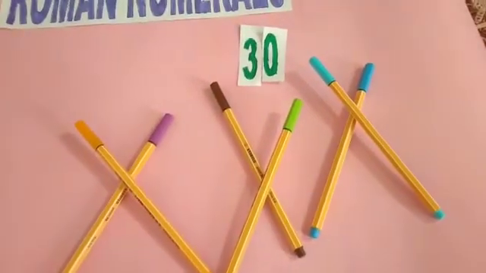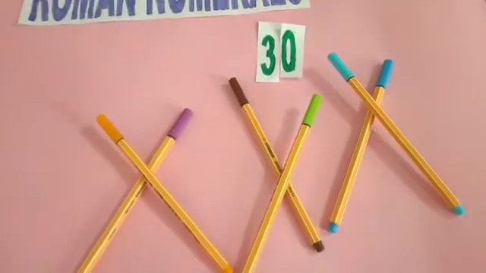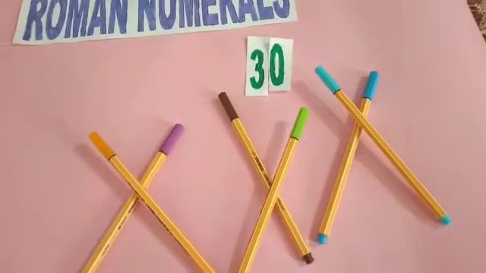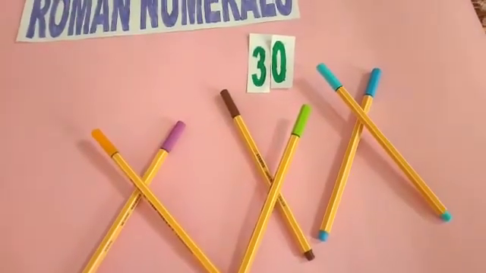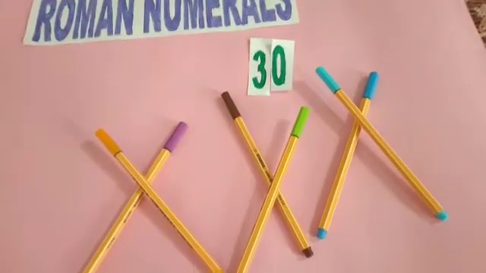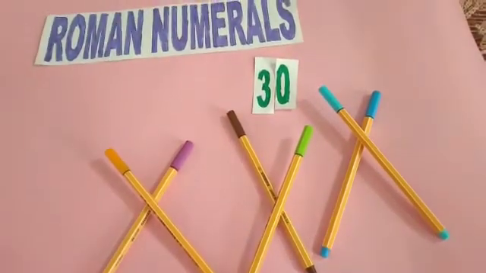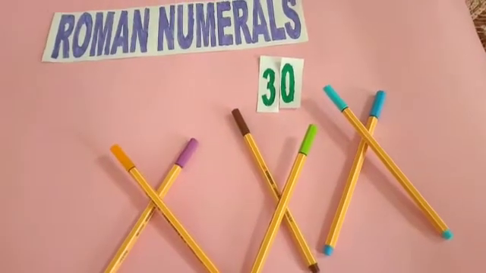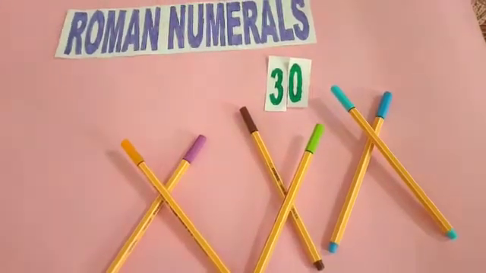So I repeat once more the rule number 1. The numerals I and X can be repeated to form a number. The repetition of these symbols means addition. These symbols cannot be repeated more than 3 times.